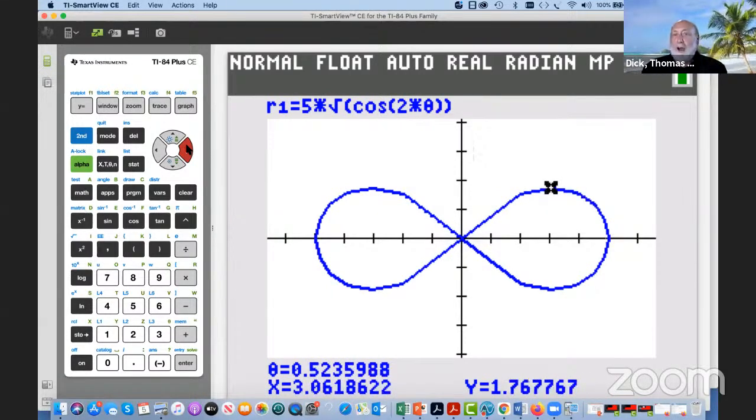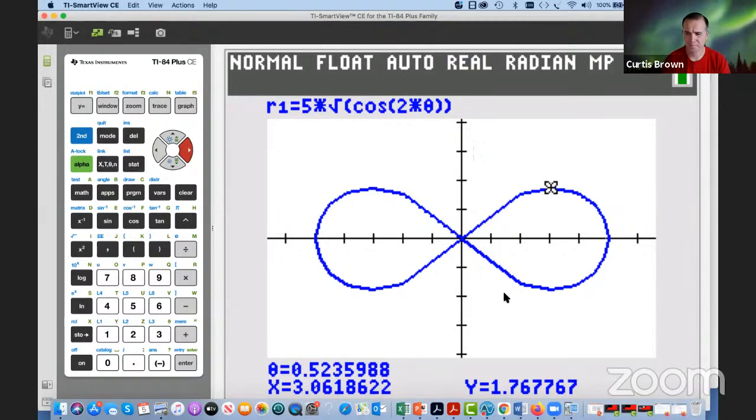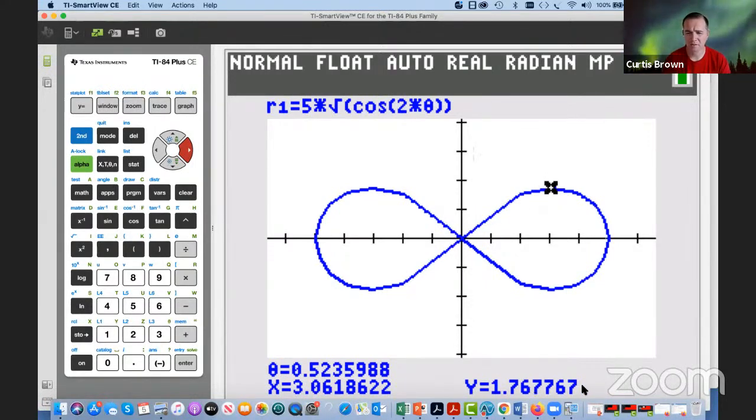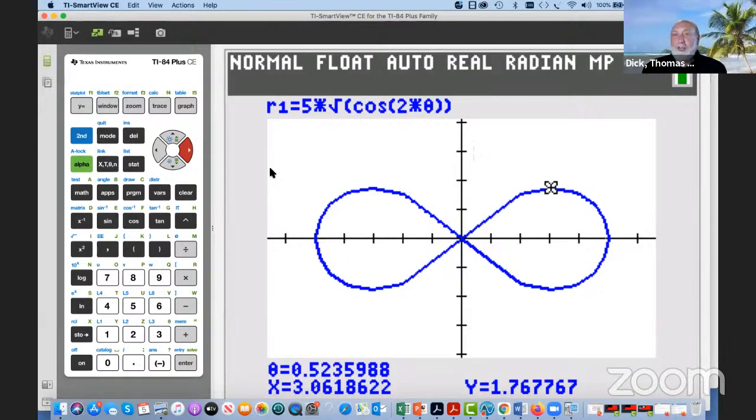So let's see, 4 pi over 20, that should be pi over 6. So this should be about a 30-degree angle. Now, if I put in pi over 6 up here, 2 times that would be pi over 3, cosine of that's a half, 5 times the square root of half. Okay. And it's also converting to x and y coordinates so I can see what that is.